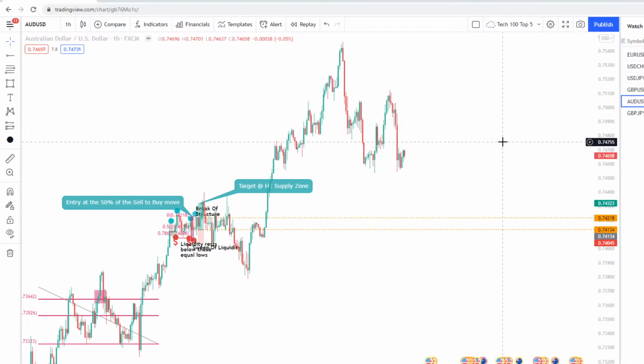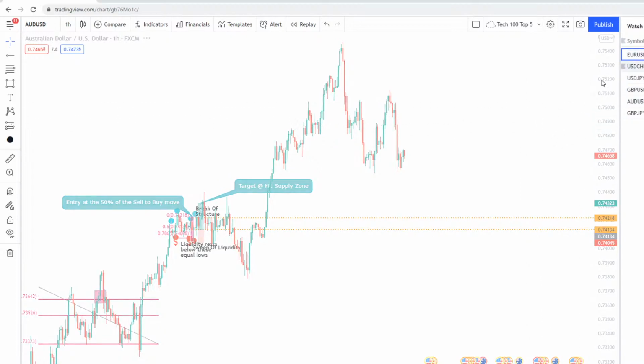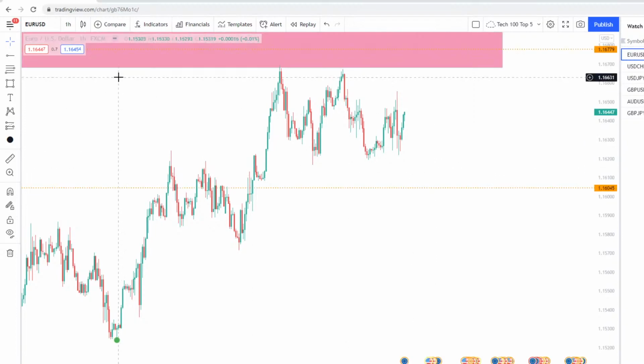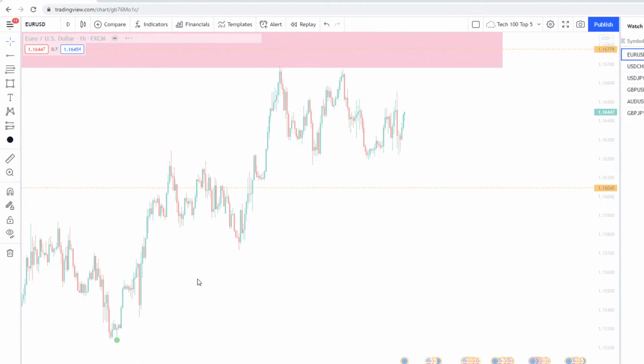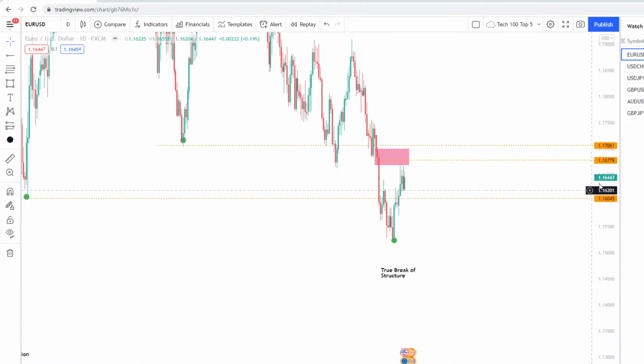So what I'm going to do is go through a few of the pairs that I'm looking at, and we're going to recap a trade on GJ. So let's start with Euro USD, and we're going to be covering the importance of top-down analysis and how to view structure correctly. So we go to the daily time frame.